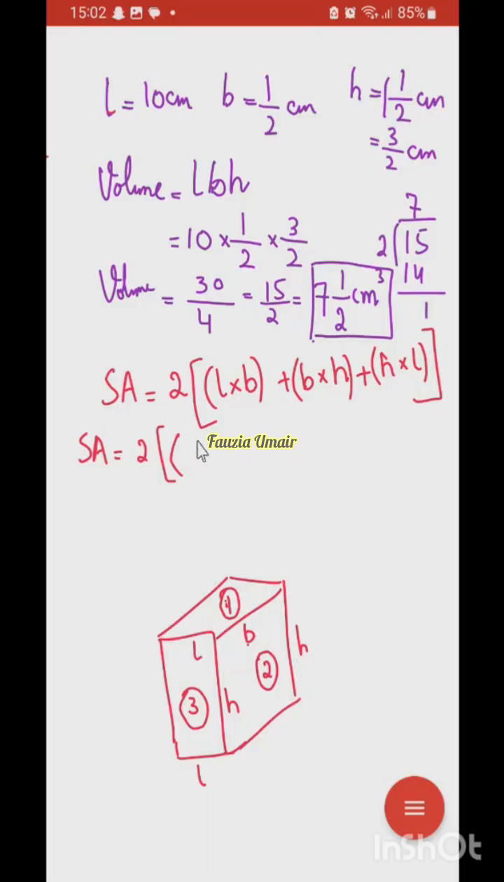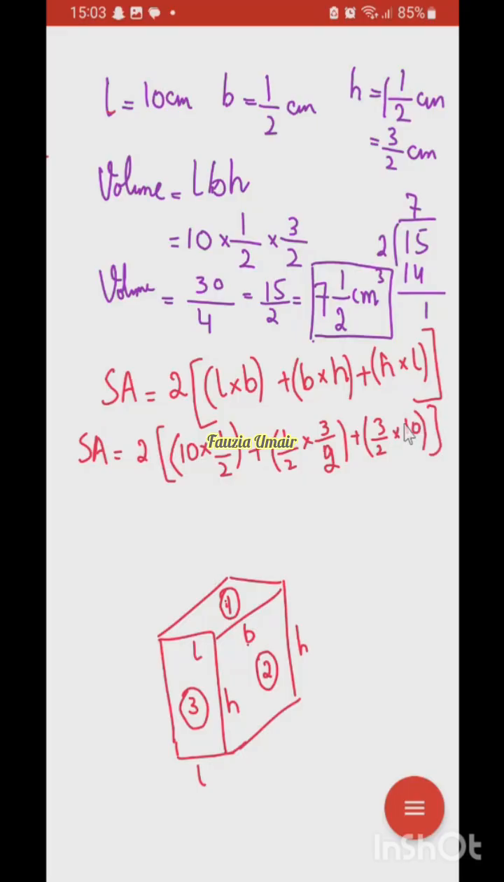And multiply by 1 by 2. ठीक है. 1 by 2. Just variables हैं ये, उनकी values plus करेंगे. 1 by 2 multiply by 1 by 2, 3 by 2, 3 by 2. Then plus what is height? 3 by 2 multiplied with 3 by 2 multiplied by 10.